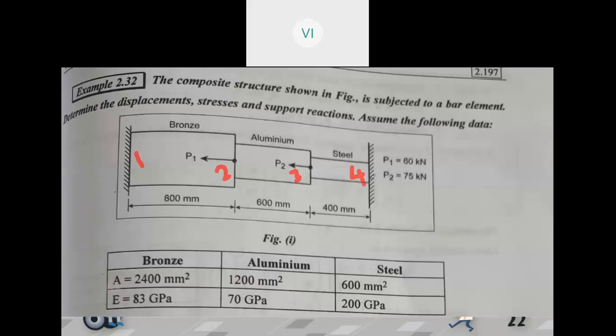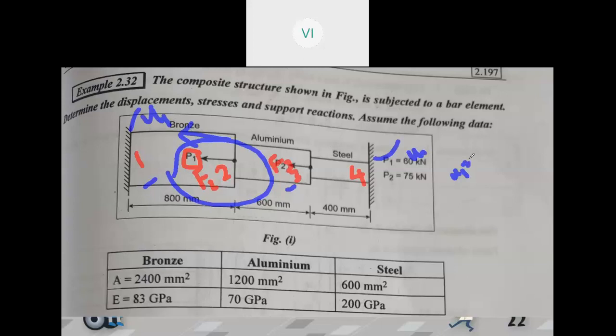As per the node condition, this is F2, and this value is F3 because it is acting at the third node. It is in this direction, so you take it as minus. So minus value here, and also a minus value here. Now these ends are fixed, so U1 as well as U4 are 0. So U1 is equal to U4 equal to 0. At the same time, F1 equal to F4 equal to 0 because these ends are fixed. Assume this first as the boundary condition.